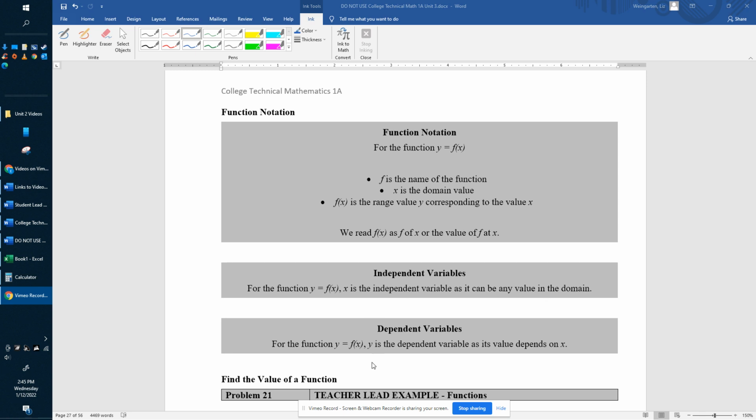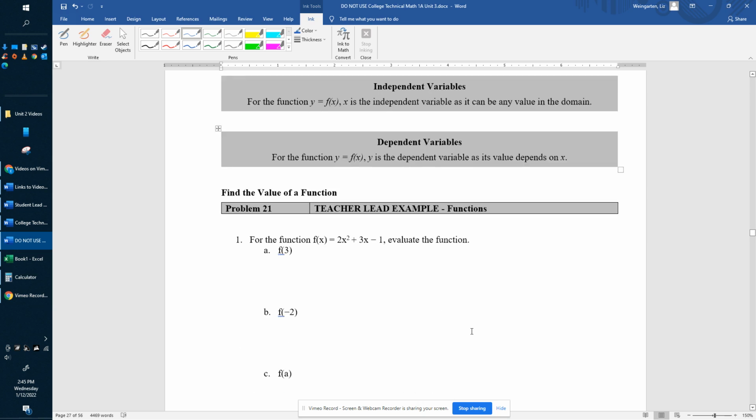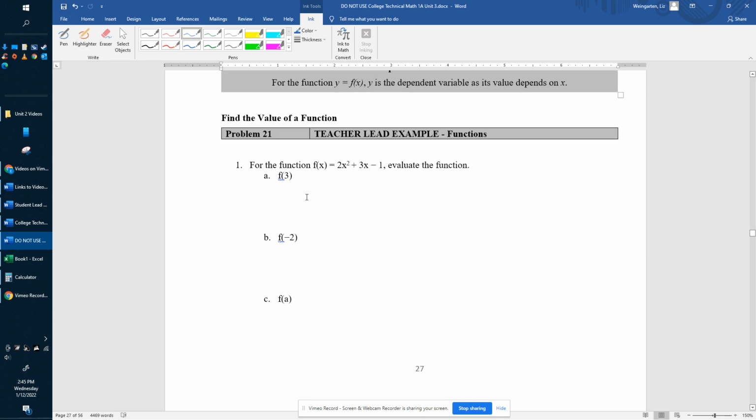So let's take a look at finding the value of a function. So instead of writing out, this is our function, y equals 2x squared plus 3x minus 1, plug in 3 for x, we can simply say f of 3. So that's one of the reasons that we have this notation. F of 3 just means we're plugging 3 in for x. So let's go ahead and do that.